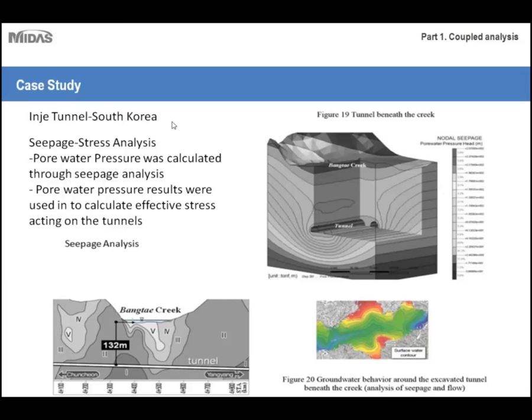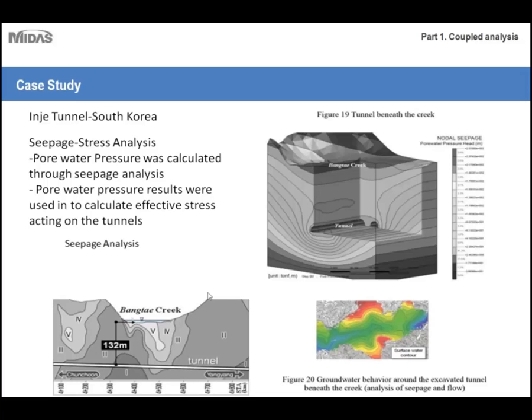So here's the Inje Tunnel in South Korea. For those of you who attended session 3, you should be familiar with this project. I shared it in that presentation as well. But the reason I decided to share it again is because it's a very powerful example of how coupled analysis can be critical for certain types of projects.